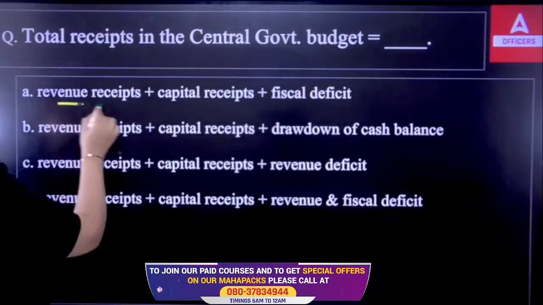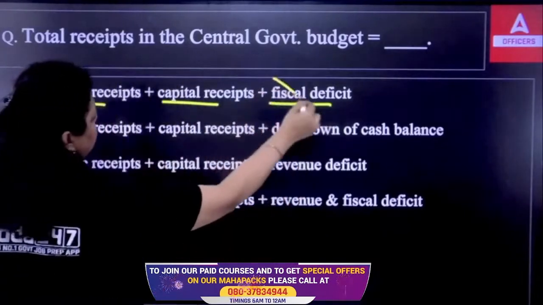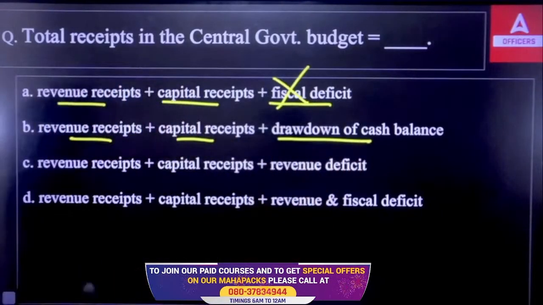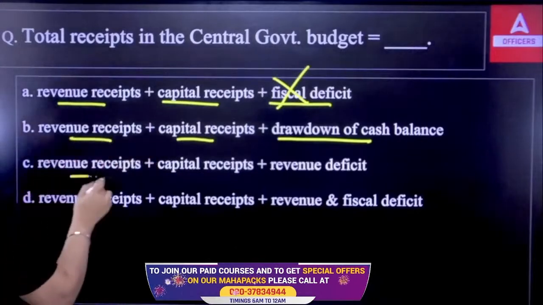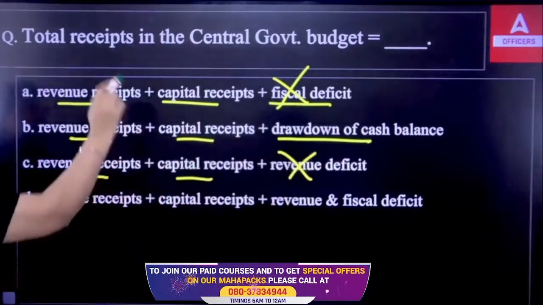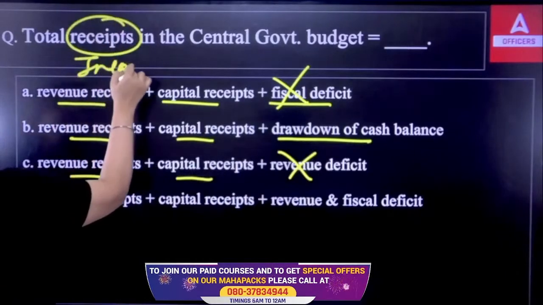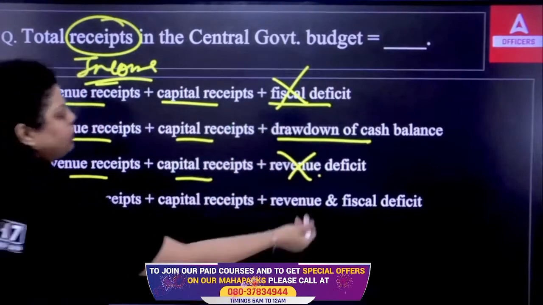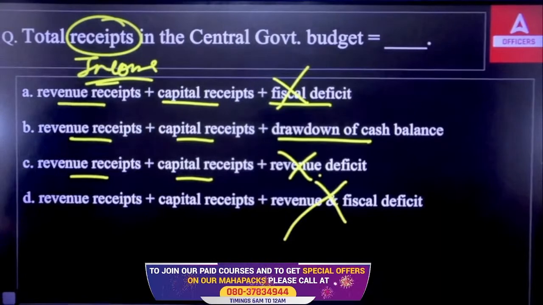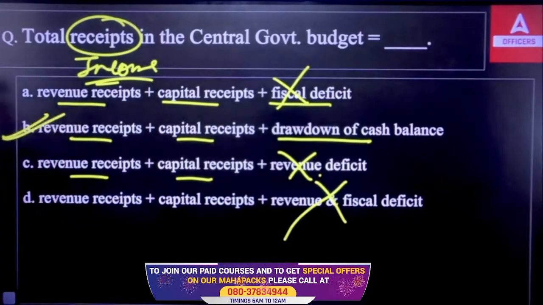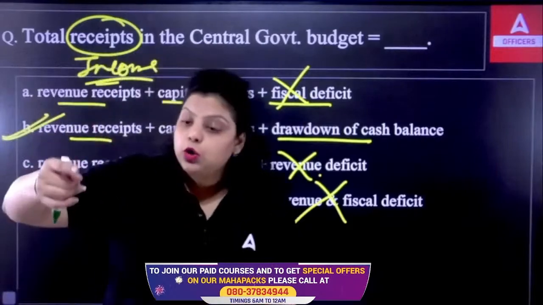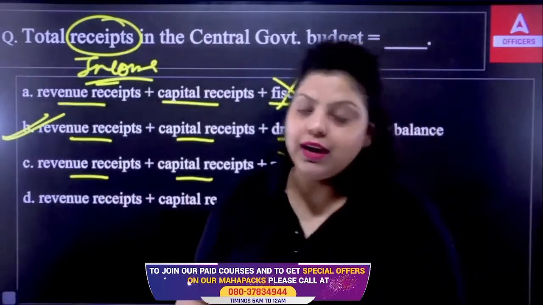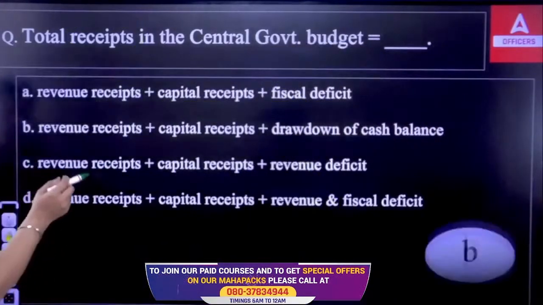First, revenue receipts plus capital receipts plus fiscal deficit. It can't be true. Second, revenue receipts, capital receipts plus drawdown. It can be true, because you have revenue receipts, capital receipts. Revenue, capital, again deficit. Deficit is not your receipt. Total receipts means we are finding out the income of the Government of India. Deficit is not an income of the government. That's why the first and third will be wrong, and the fourth one will also be wrong because it includes deficit. So the total earning of the government is revenue receipts plus capital receipts plus the drawdown of cash balance. Whatever cash balance was there, that is also the income of the Government of India, right? That's why it is the right option. So the right option will be option B.